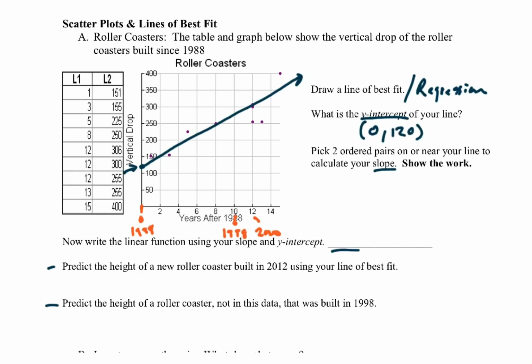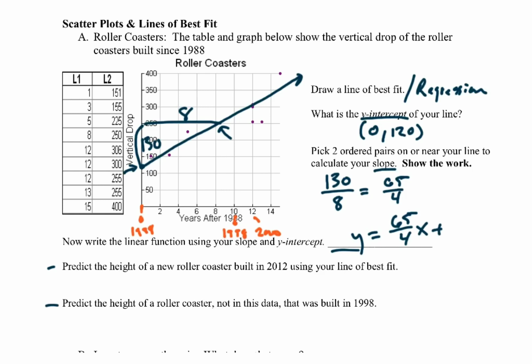So, y-intercept looks like we're probably at about 120. Okay, we kind of just estimate this. Then my slope, I'm going to pick this point right here. So we go up 130, to the right 8. So my slope would be the rise, 130, over the run, 8. Now, I can definitely reduce this, and we could reduce it to 65 over 4. Then to write my equation, because it's a linear equation, I just go y equals 65 over 4 times x plus 120. Okay, and that's all there is to it.